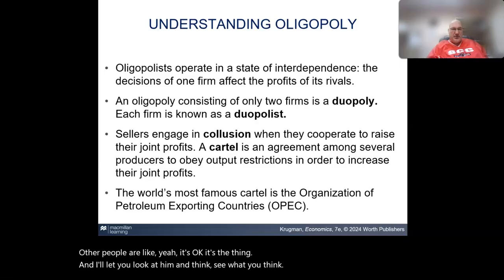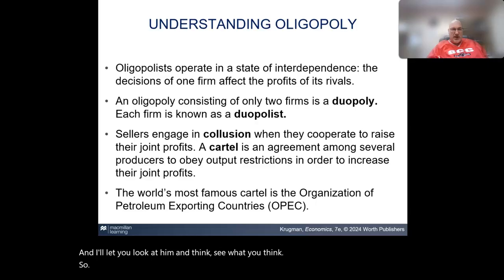So oligopolists operate in a state of interdependence.